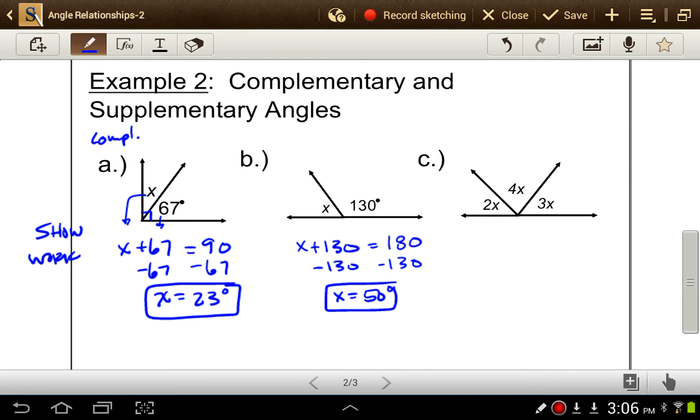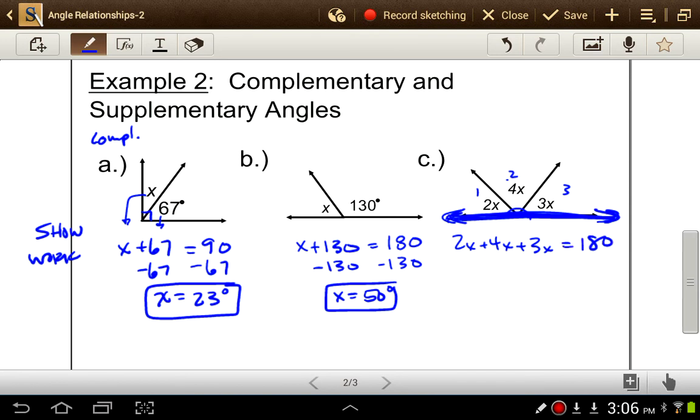Now C is a little bit more challenging. I have three angles, 1, 2, 3, that add up to 180. It can be more than 2, so I add those three angles up. 2x plus 4x plus 3x. So all the angles that make, here's my straight line. I got to look for those straight lines. Here's my straight line, so which angles make up that straight line? Those three, and that equals 180 degrees.